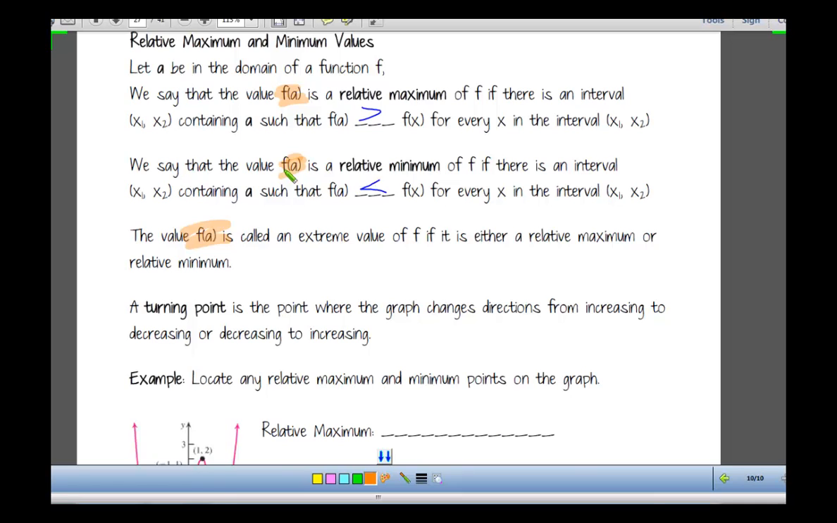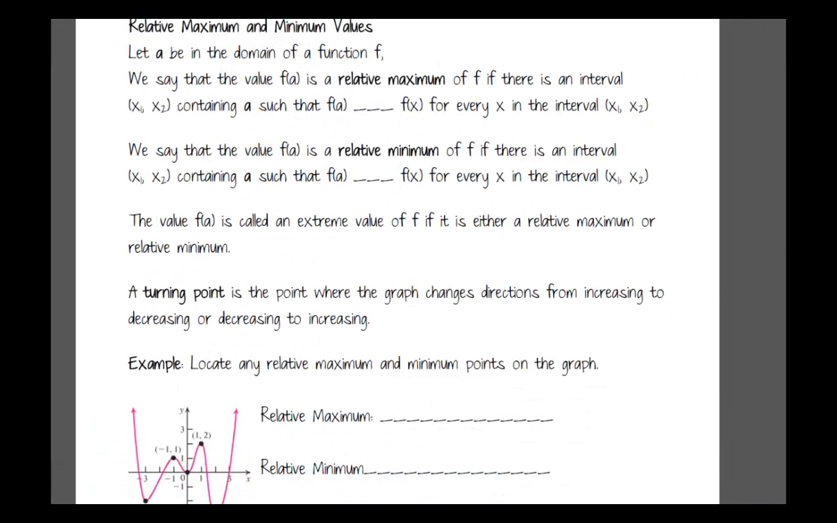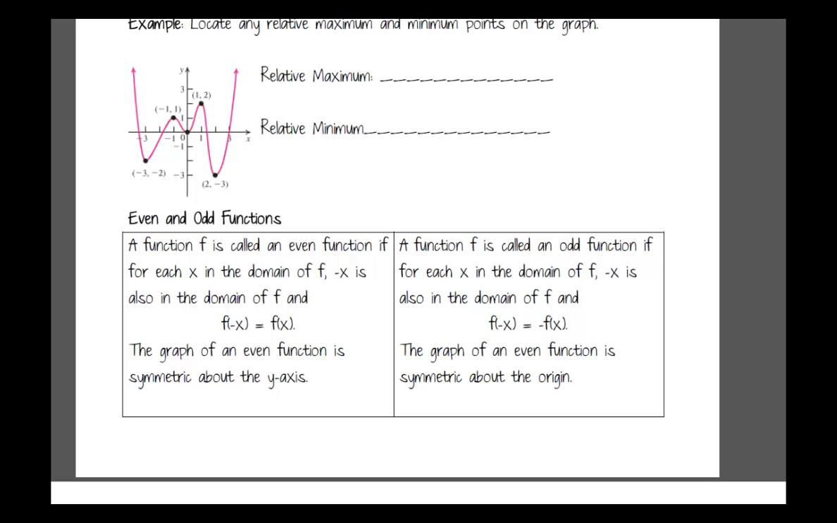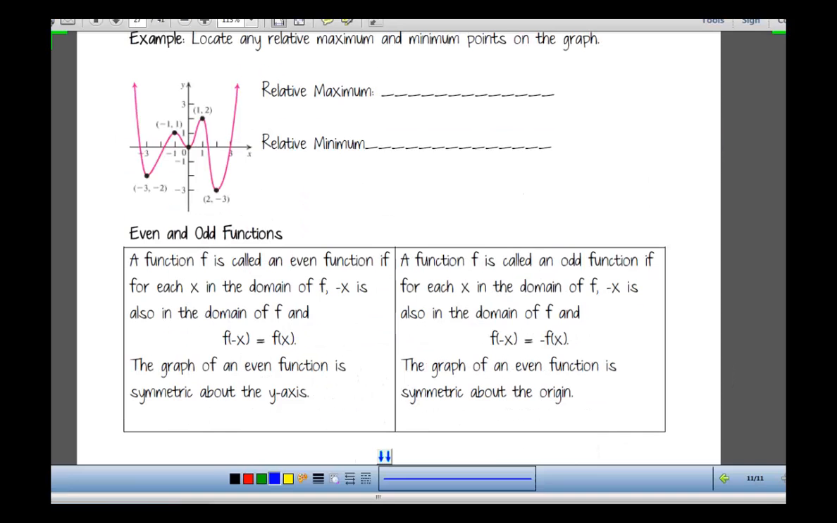Alright, a turning point is the point where the graph changes directions from increasing to decreasing or decreasing to increasing. Okay, let's see if we can locate in this example some relative max and min. All right, let's start with relative max. Do you see any? What is it? 1, 2.